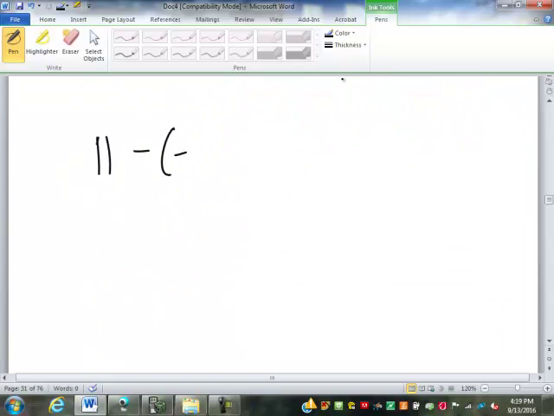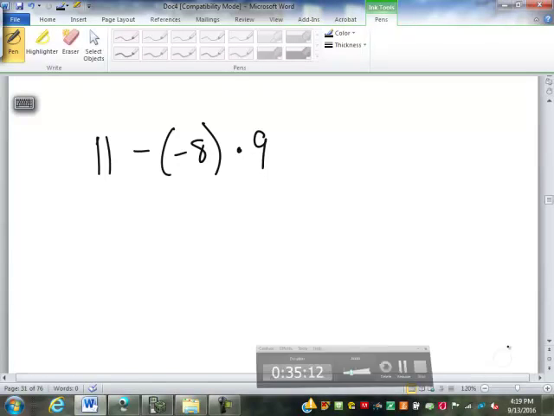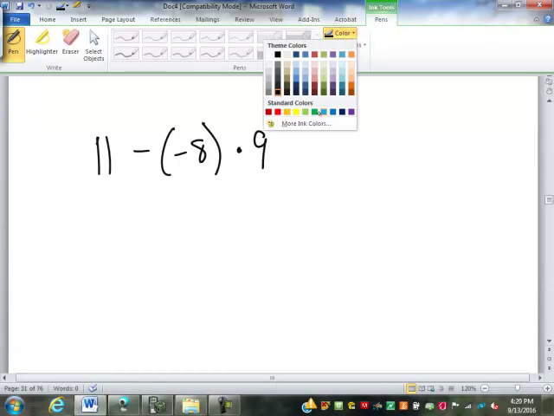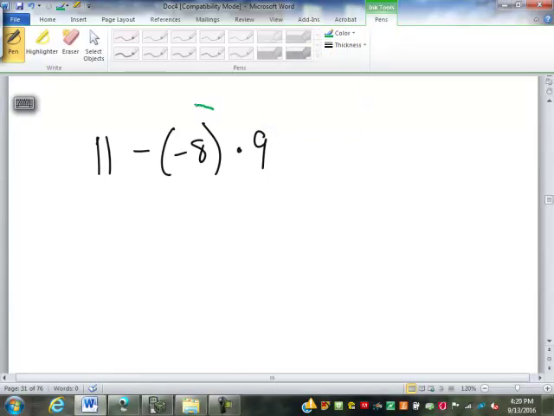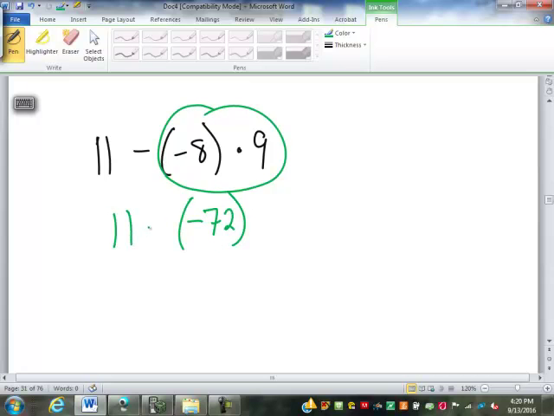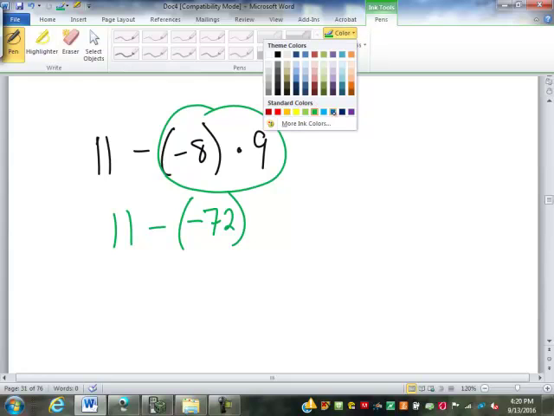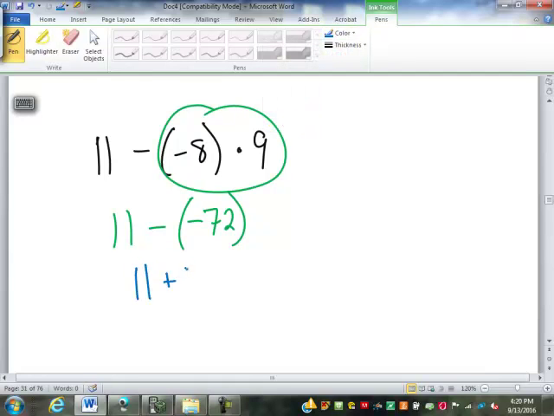So let's take a look at 11 minus a negative 8 times 9. Try that in your notes quick and see how it comes out. So we start by doing what first? Multiplying negative 8 times 9 is negative 72. We have 11 minus a negative 72 becomes 11 plus 72, or 83.